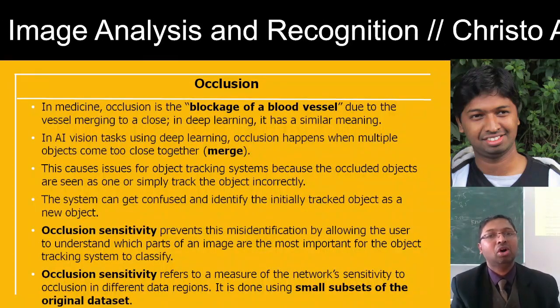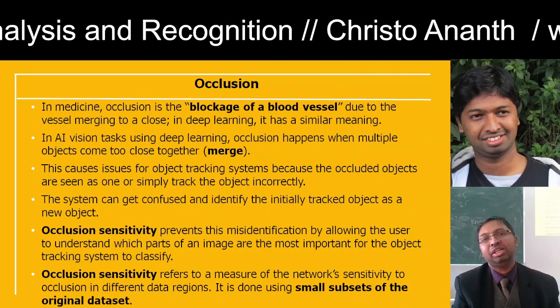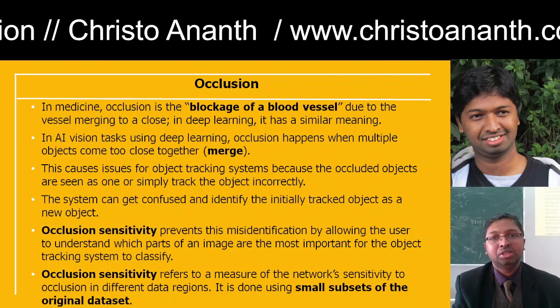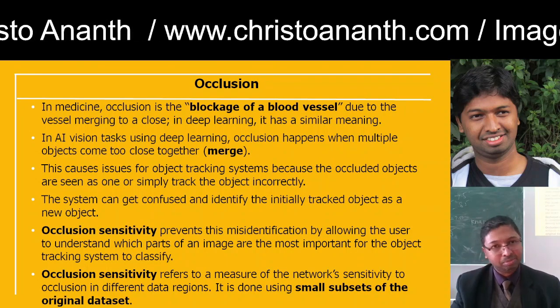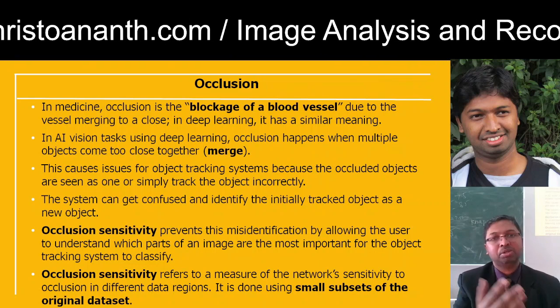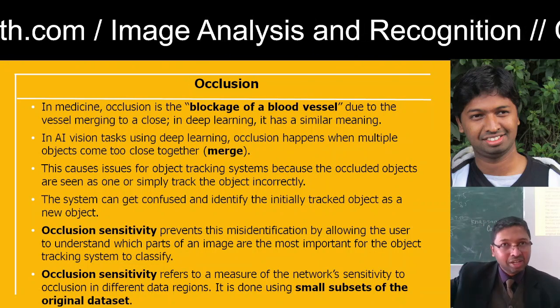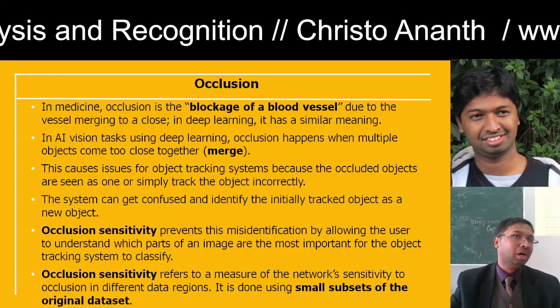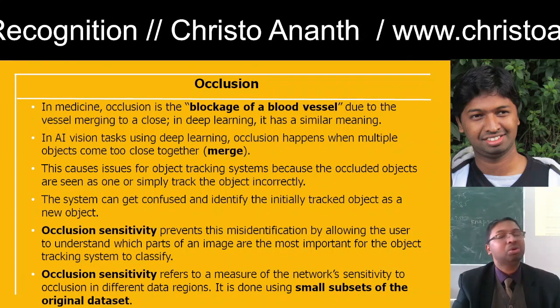And of course we'll have occlusion. Okay, occlusion, definitely you can say blockage. In the blood vessel it will be blocking. So in deep learning it is similar, only blocking. In artificial intelligence, the tasks which are performed using deep learning, some kinds of blocking, occlusion, can happen when multiple objects come very close to each other.